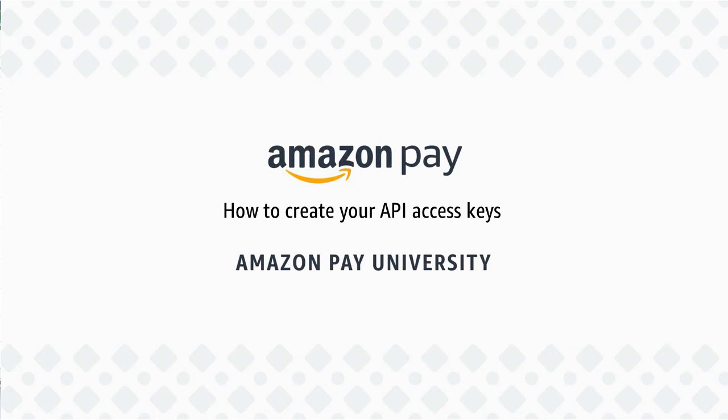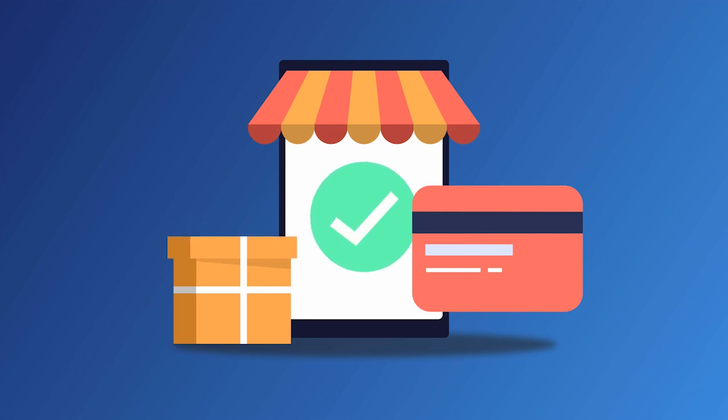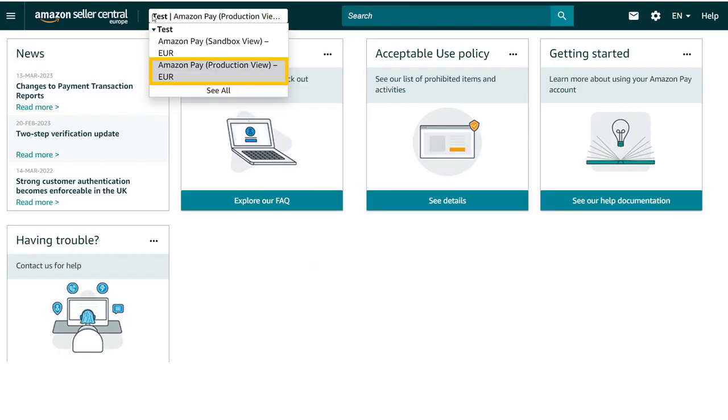In this video, you'll learn how to create your API access keys. API keys are credentials that enable you to transact using Amazon Pay on your website. Sign in to Seller Central with your Amazon Payments merchant account. Select Amazon Pay Production View from the drop-down menu.